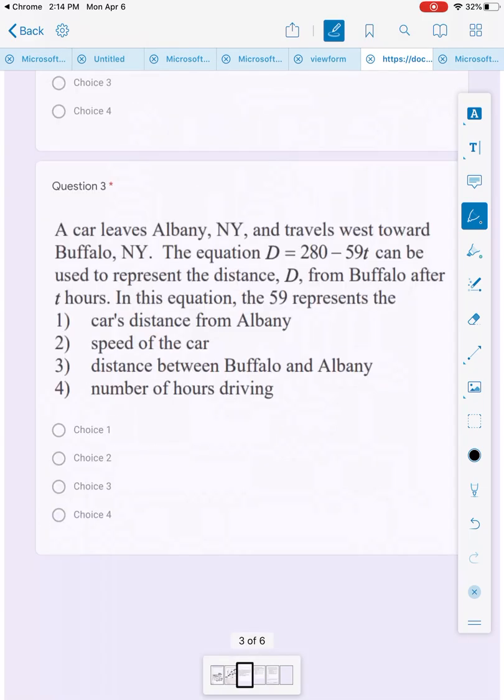And moving on. Question 3. A car leaves Albany, New York, and travels west towards Buffalo.